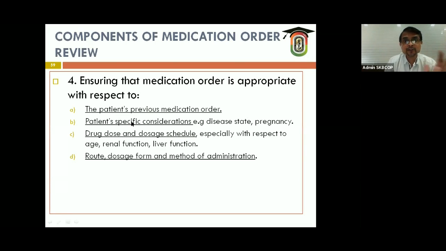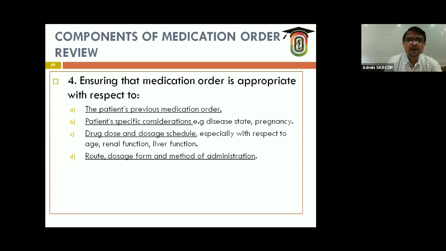ठीक है, पेशेंट की जो स्पेसिफिक कंडीशन है उसको देखते हुए ये मेडिकेशन ऑर्डर प्रॉपर है या नहीं है, उसमें जो ड्रग डोज है और डोसेज शेड्यूल है, that are in accordance with the age of the patient. If the patient is having any renal problem or liver problem, that would be again interfering in the therapy, so that should be checked or ensured by the clinical pharmacist.